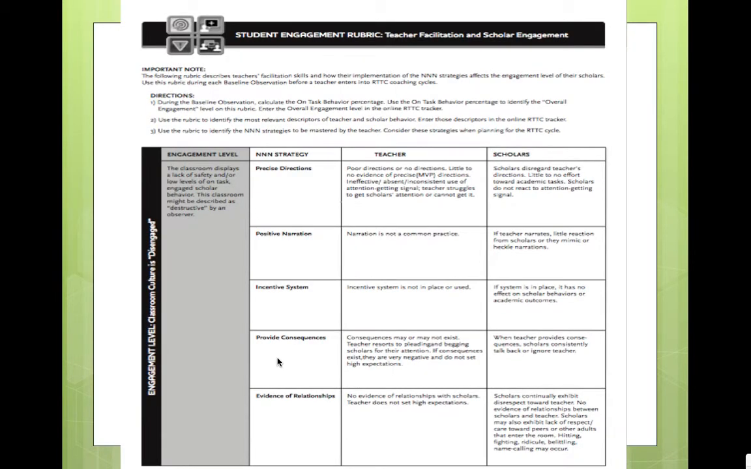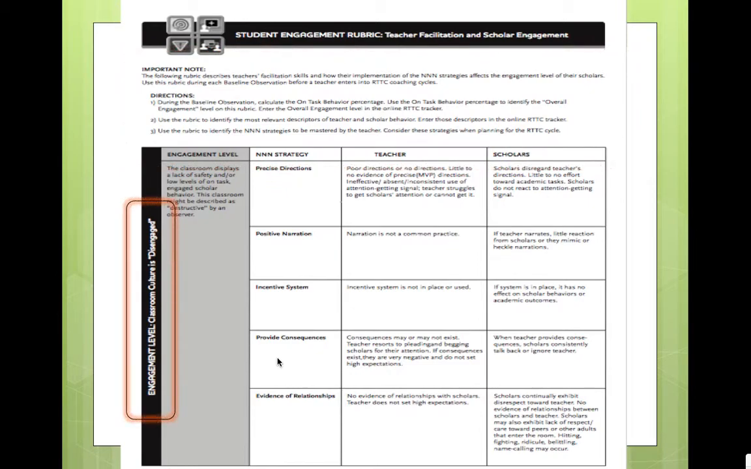Starting with the end in mind, we are going to review the Student Engagement Rubric first. Please have a copy printed out next to you or pulled up next to your screen so that way we can review together. Up at the top, you see the important notes and directions we will be following and how we align our walkthrough baseline data to this rubric.